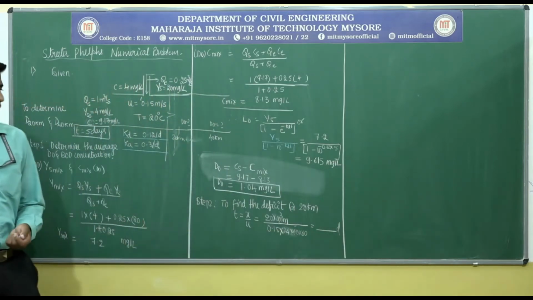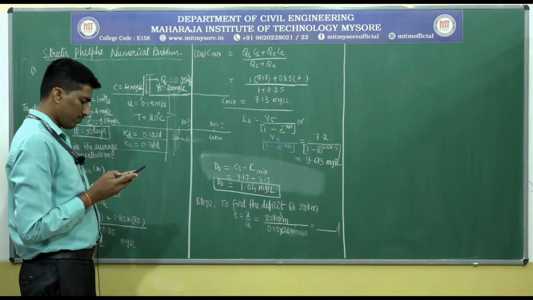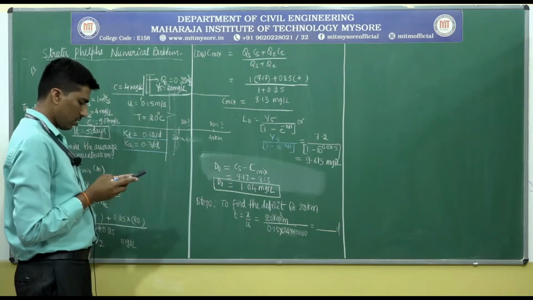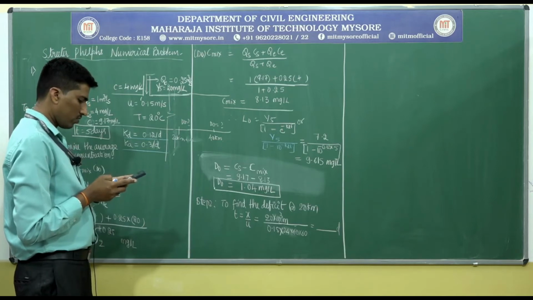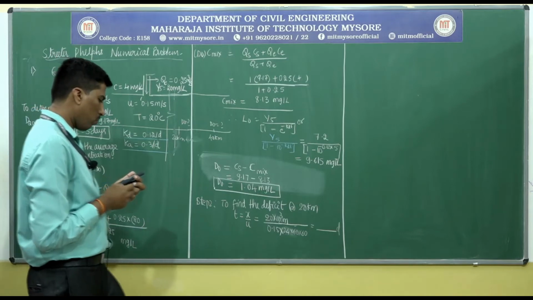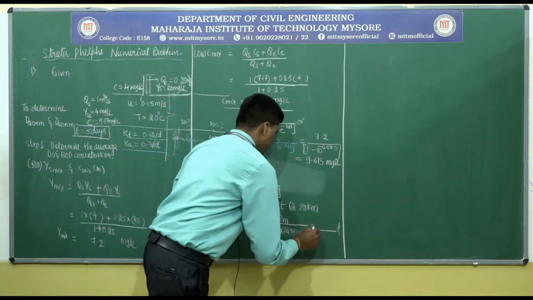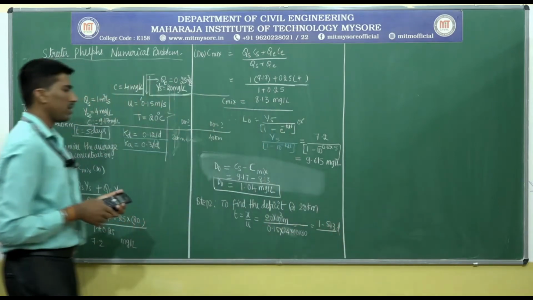Now, let us compute here. T is equal to 20,000 divided by 0.15 into 24 into 3600. Let us find the time: 1.543 days. Now, determine the deficit.